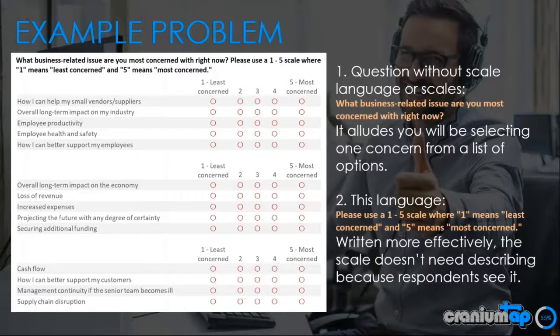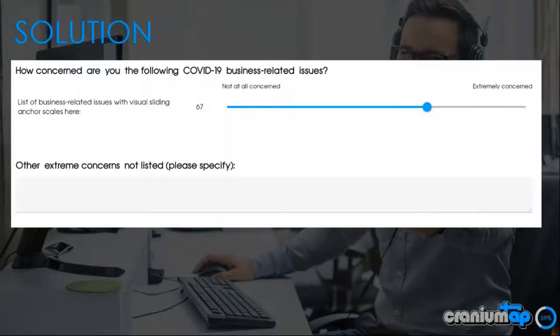But if it's an effectively written scale question, you don't have to write out what the scale is going to be because they're going to see it. So what do we mean? Let's look at the solution. How concerned are you with the following COVID-19 business-related issues? And then you can have a list of options listed below, and you just have the scales. Notice in this instance, we don't have to describe what the scale is.